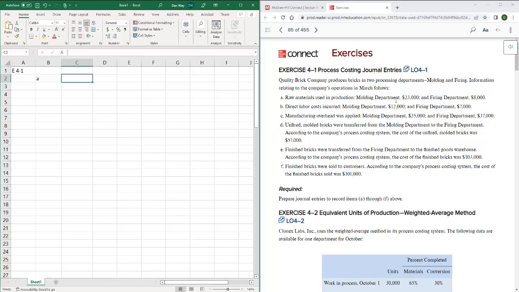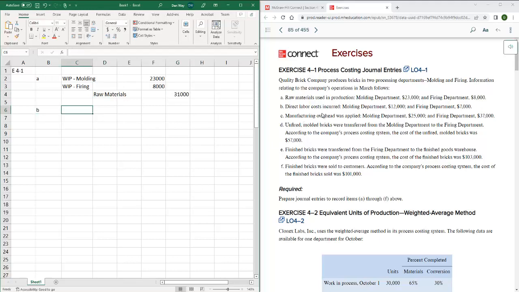So we're going to want to book a debit to work in process for the molding department to reflect the 23,000 in raw materials used there. And then we also want a debit to work in process in the firing department for the 8,000 materials that we used there. Now, in terms of recognizing the usage of all those materials, we can condense that to one credit to the raw materials account for the total of those two. And again, I'll try to be consistent here and do these calculations out explicitly so that we're not jumbling numbers or cell references here. So 23,000 plus 8,000 means we used a total of 31,000 in materials.